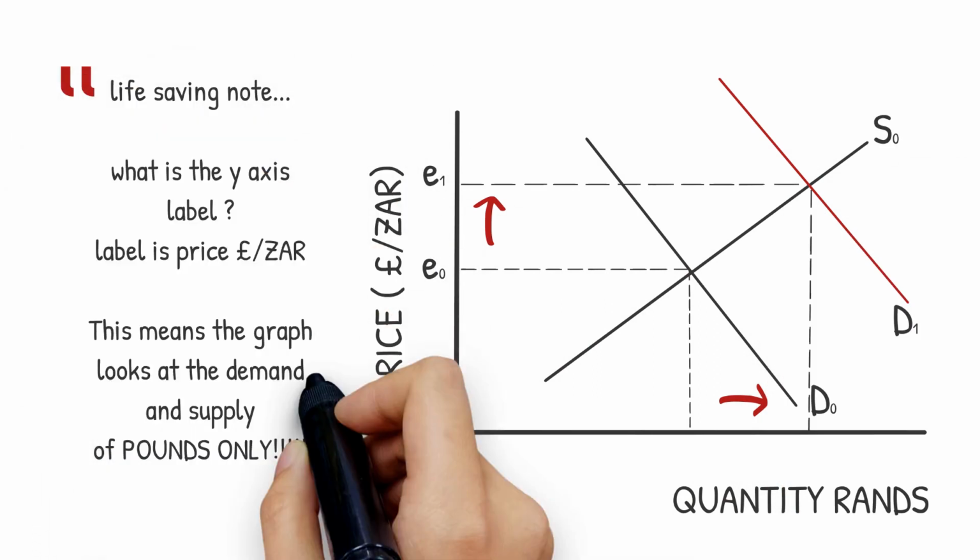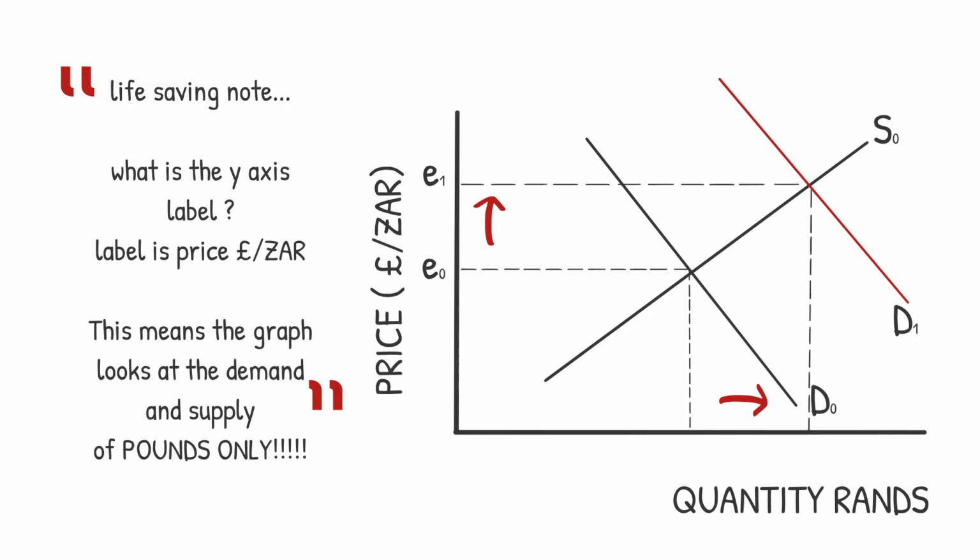Now, moving on to the graphs. Now here's a life-saving note for you students. Remember to always ask yourself, what is the y-axis label? An example label we can look at would be the price of the pound versus the rand. This means the graph looks at the demand and supply of pounds only.